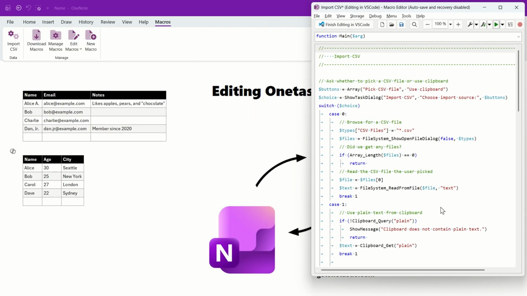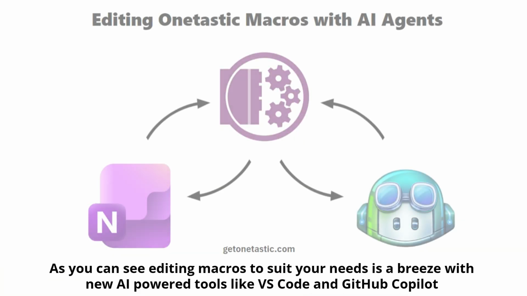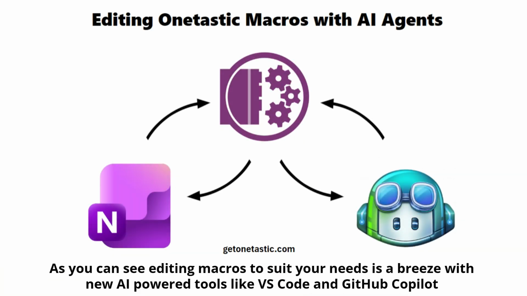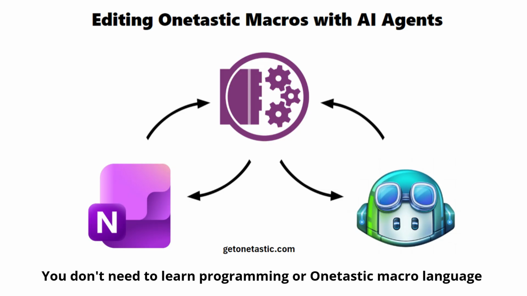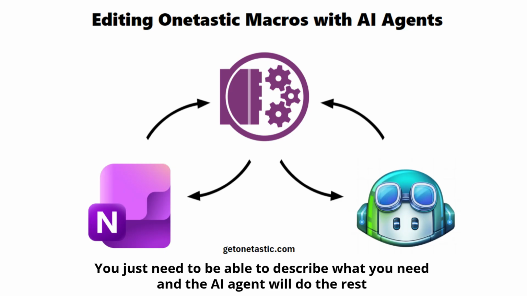Beautifully done. As you can see, editing macros to suit your needs is a breeze with new AI-powered tools like VS Code and GitHub Copilot. You don't need to learn programming or Onetastic macro language. You just need to be able to describe what you need, and the AI agent will do the rest.